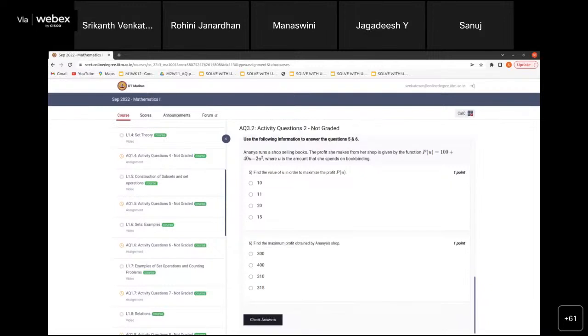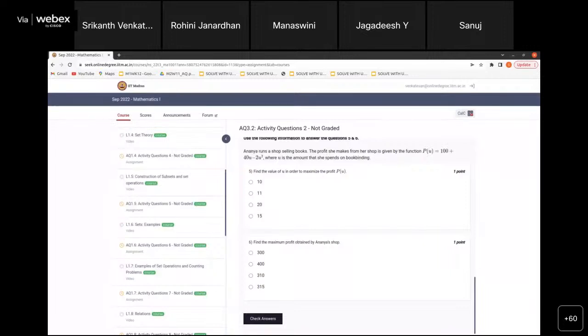Okay, what about this question? Ananya runs a shop selling books. The profit she makes from her shop is given by the function p of u is equal to 100 plus 40u minus 2u squared, where u is the amount that she spends on book binding. Find the value of u in order to maximize the profit p of u.